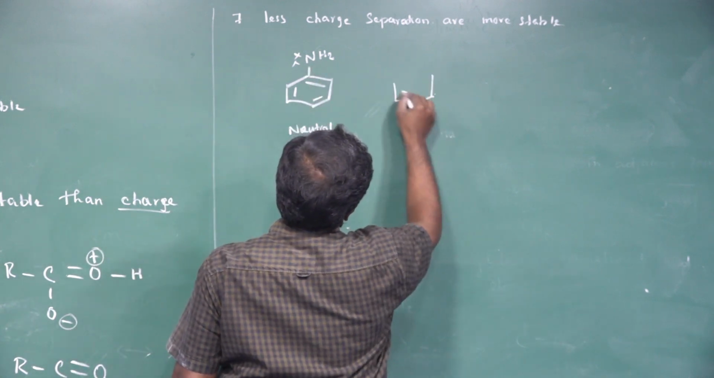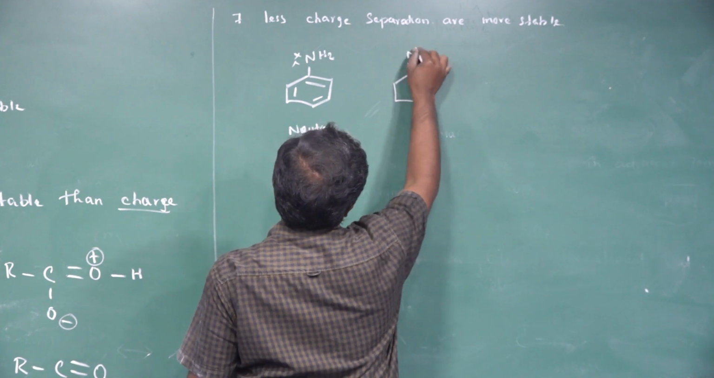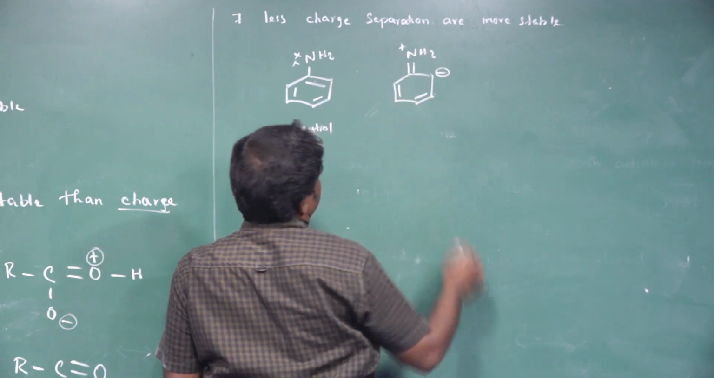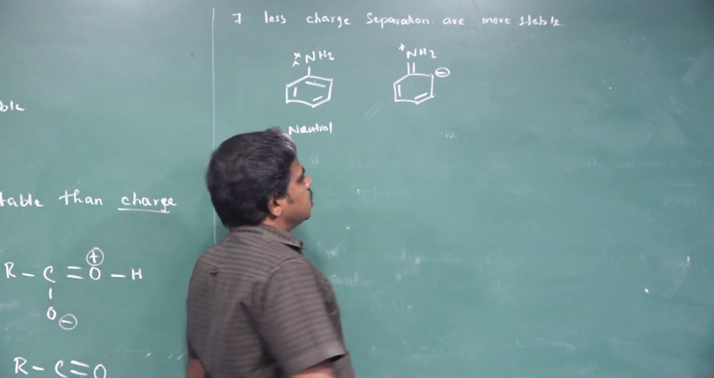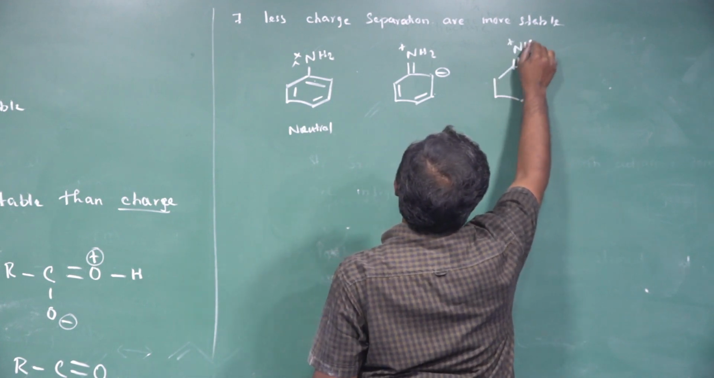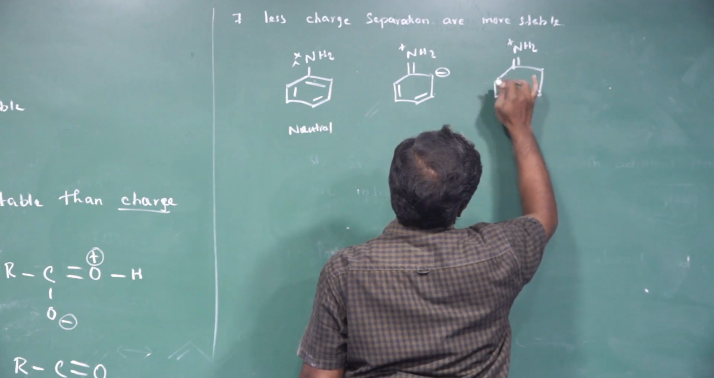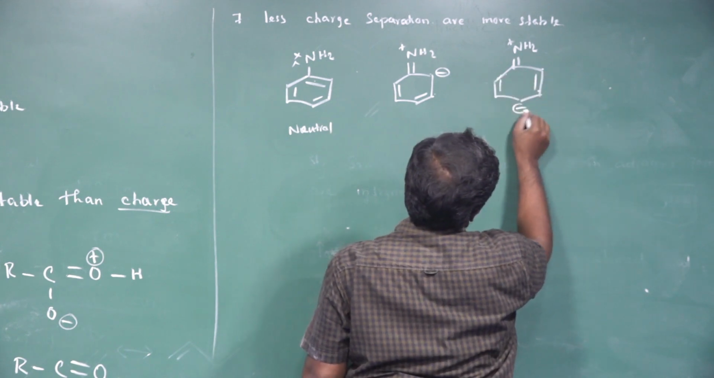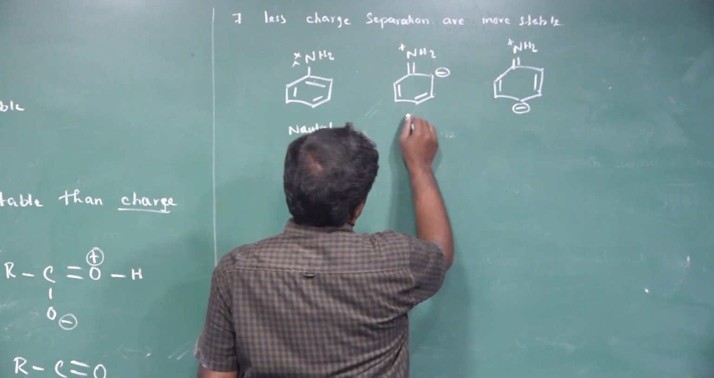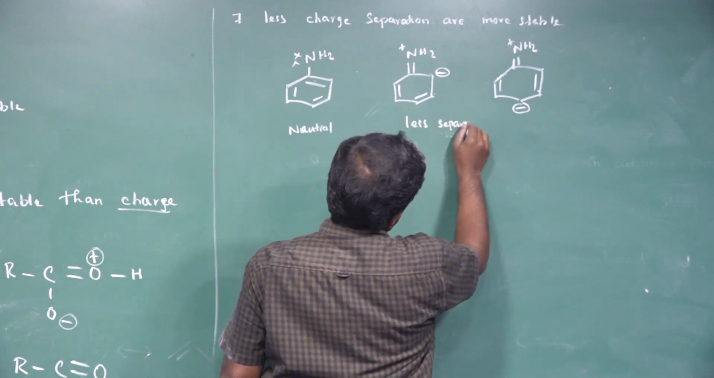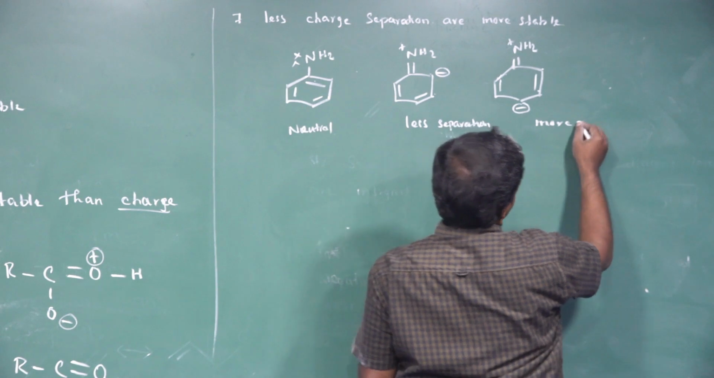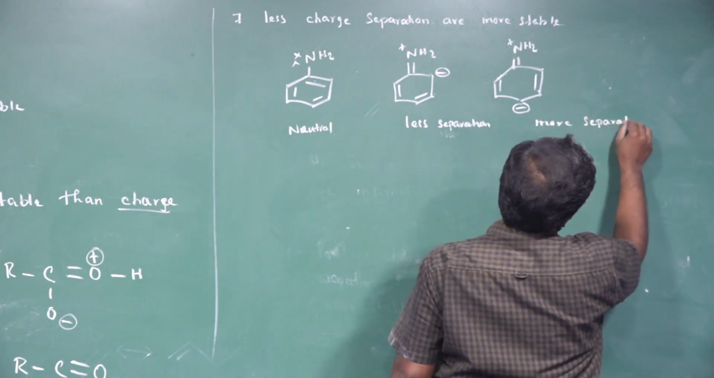Now the bond goes to here, and we get another resonating structure, with double bond N plus and H2, and the bond is converted into here, and the bond and the bond. One more structure is also possible, like this, with double bond N plus and H2, and here the bond and the negative charge. Among these two structures, which one has less separation? Here it is less separation, and here it is more separation. Positive and negative charges are opposite, so it is more separation.